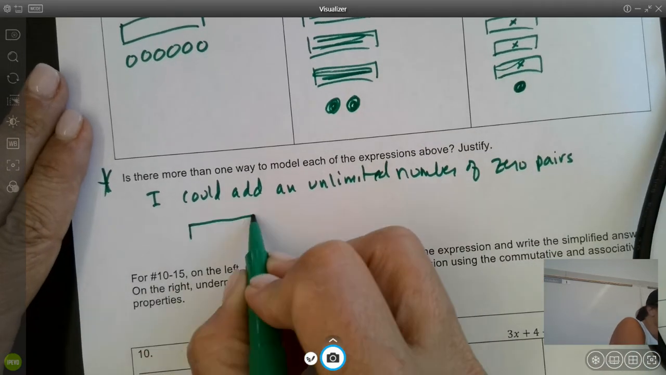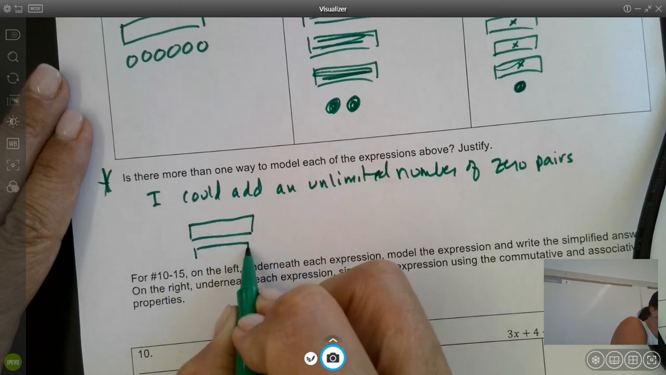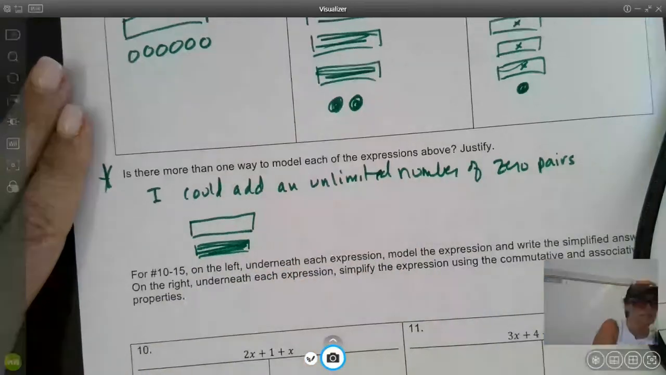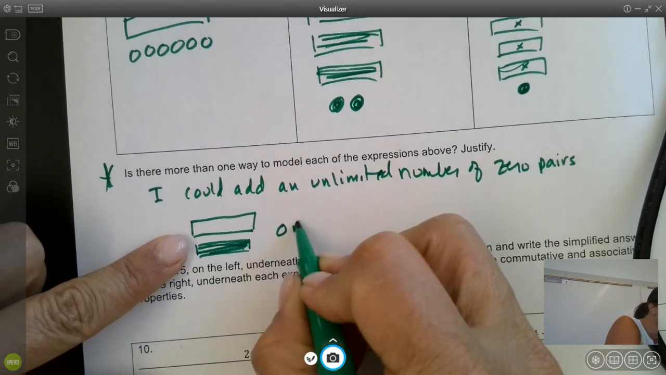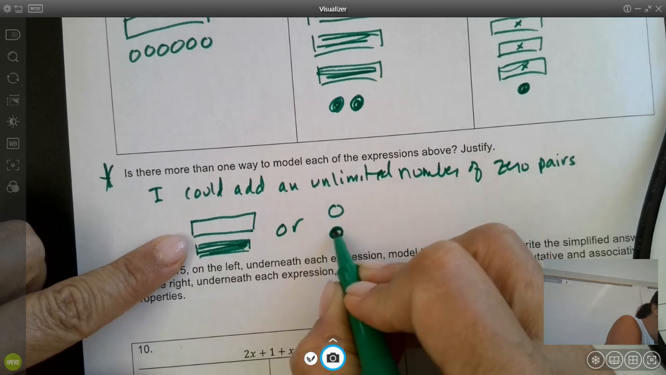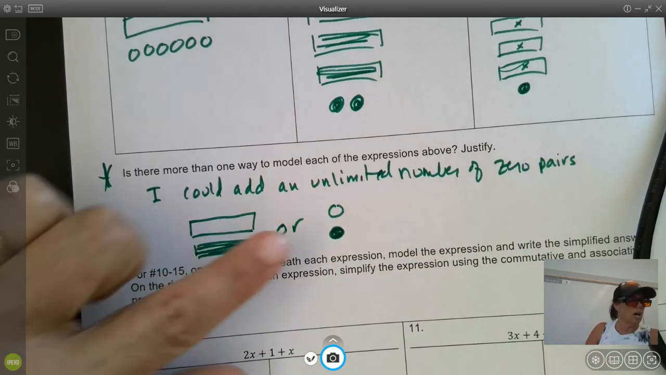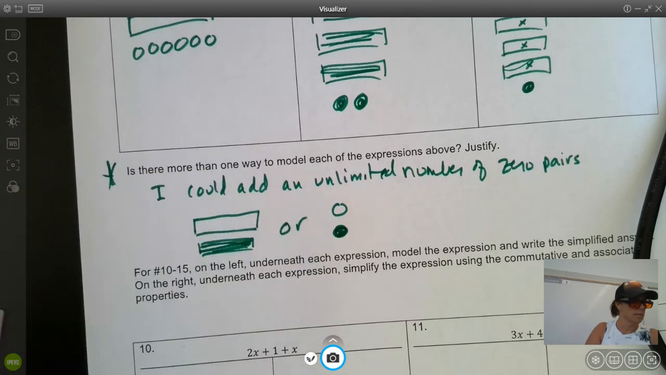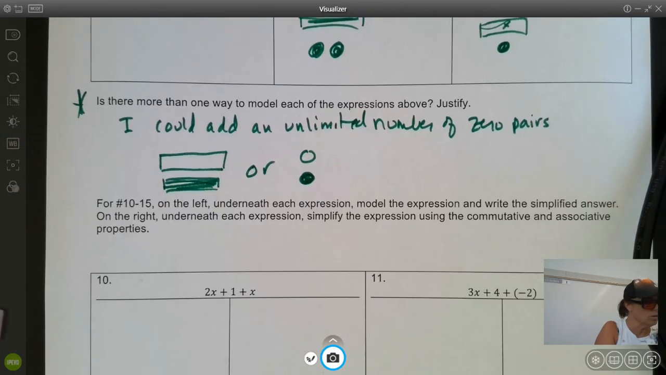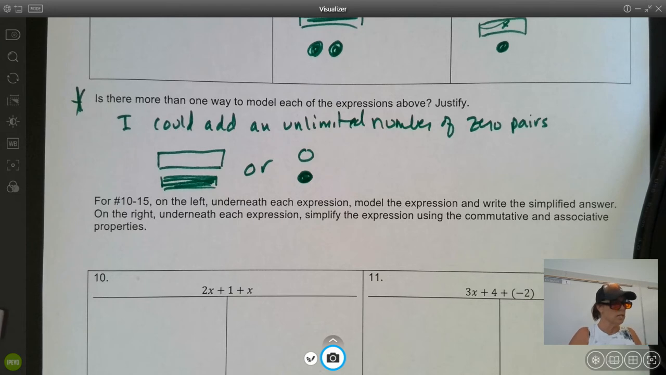So meaning that could be added. Isn't this nothing? This comes out to be nothing. They cancel each other out. Or couldn't I also do what we've talked about before? An unlimited amount of these. This is nothing. Okay.